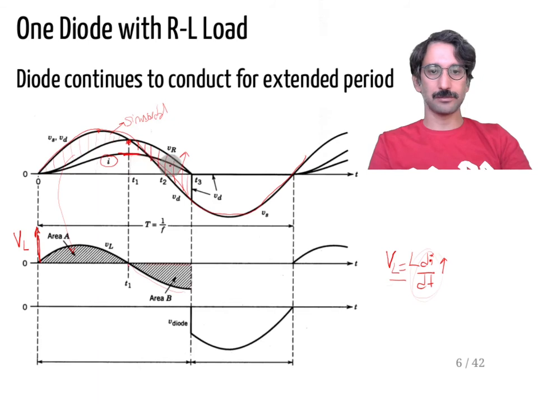Okay, so here's the critical part. At T2, our Vs voltage reached 0, but we still have non-zero inductor current.